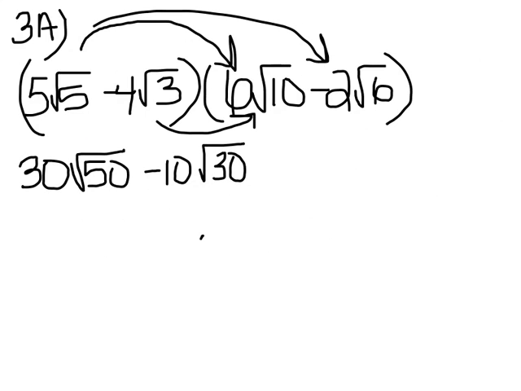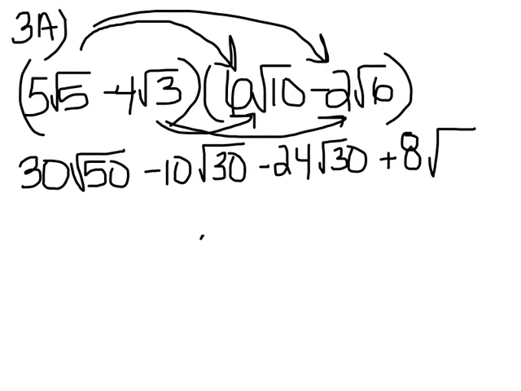Now negative 4 times 6 gives us negative 24 radical 30. Negative 4 times negative 2 is a positive 8 radical 18. So that was step 1. Step 2 will be to simplify each term.